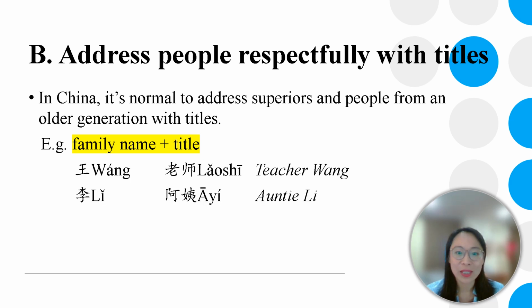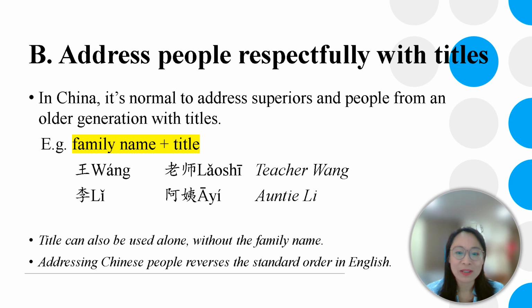Another example is Auntie Li. In Chinese, Li is her family name, and Ayi is auntie. So you should address her Li Ayi instead of Ayi Li. Remember, title can also be used alone without the family name. Addressing Chinese people reverses the standard order in English.